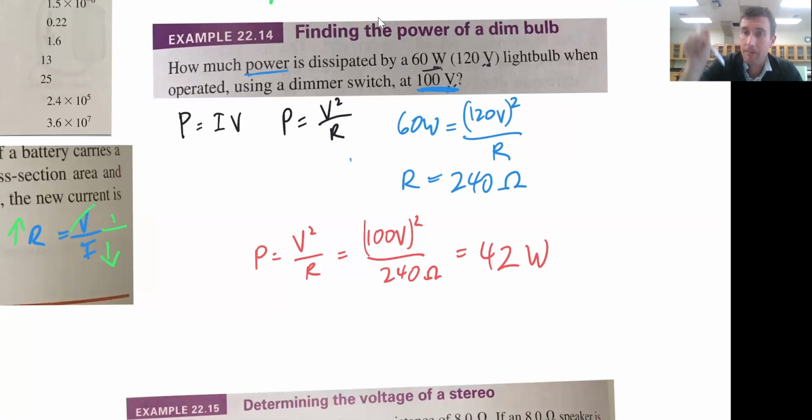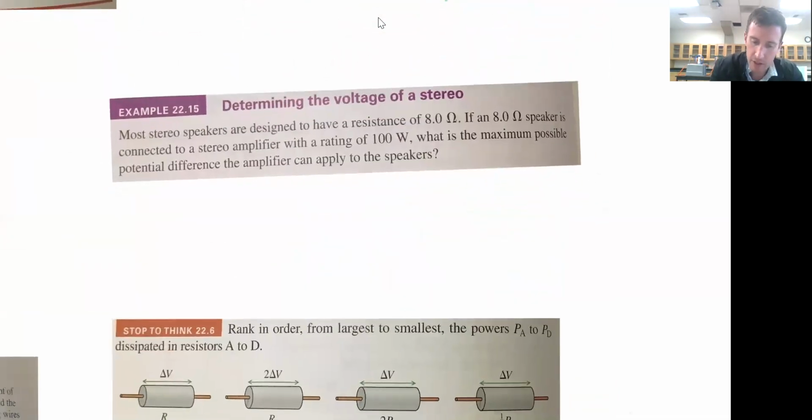And that makes sense. If I push the dimmer switch down a little bit, it'll get less bright, but not like totally dark. So 42 watts instead of 60 watts seems like a valid option. Nice. All right. Let's do one more sample question.